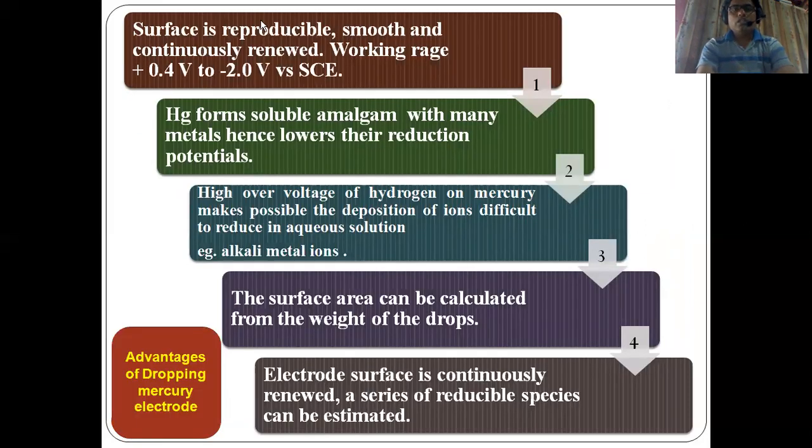So here, the surface is reproducible, smooth, and continuously renewed. Working range is between 0.4 volt to minus 2.0 volt versus SCE. These are the advantages. And mercury also forms amalgam with various metal ions. High overvoltage of hydrogen on mercury makes possible the deposition of ions difficult to reduce in aqueous medium. Obviously, the surface area can be calculated from the weight of the drop, and the electrode surface is continuously renewed. So a series of reducible species can be estimated, which otherwise cannot be possible in other metals.